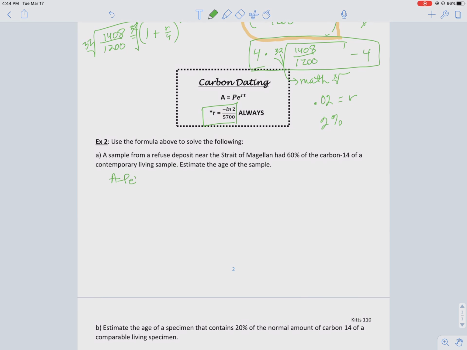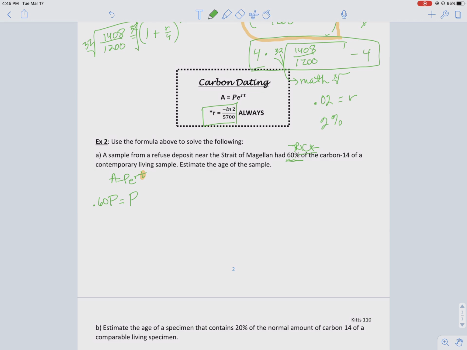Here's our formula. What we're looking for is our age. This is the T. We've got our rate, and we know what it is, but the P and the A we don't know, but that's okay because we know a proportion. P is what you start off with, so that will be how much of the living sample you had, however many years ago. And now we have 60% of that sample. So the A is going to be 60% of the P. That is the trick for doing carbon dating.